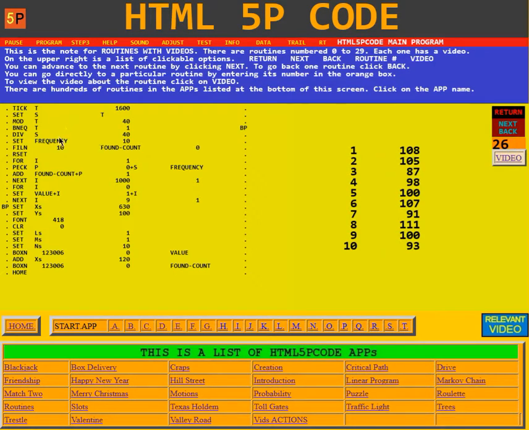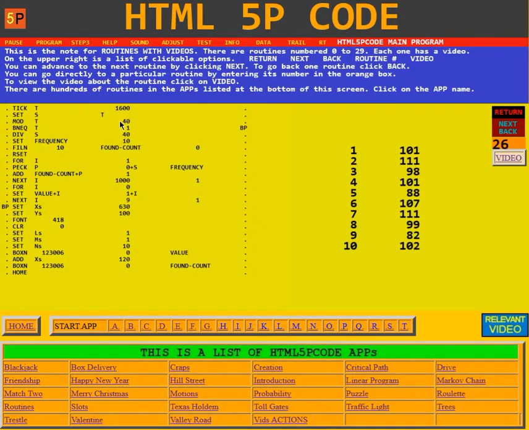This is the routine 26 video. It starts out with a tick action on T 1600, which means the value of T is going to go from 0 to 1599. Then it sets S also equal to that T.